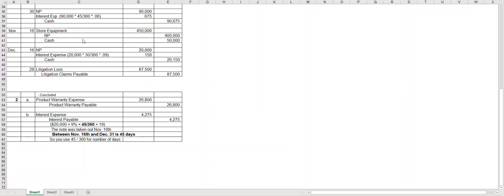Now we want to record the amount of accrued interest that has been earned from the time we bought them on November 16th to the end of the year. So for November 16th to December 31st is 45 days. We have 19 notes left, $20,000 each at 9%. So therefore, our interest expense that's incurred is $42.75. Now I haven't actually paid it yet, so I'll credit interest payable, but we want to record the interest expense when it occurs. So you need to take a look at when it was bought to see how many days are left. Okay, so that was a little bit of a tricky part to it.